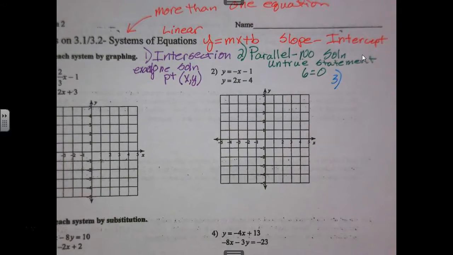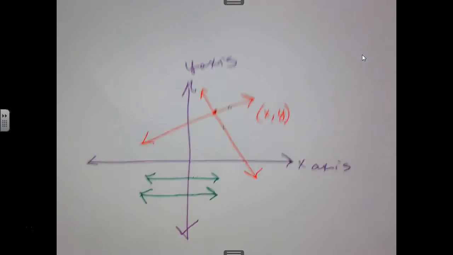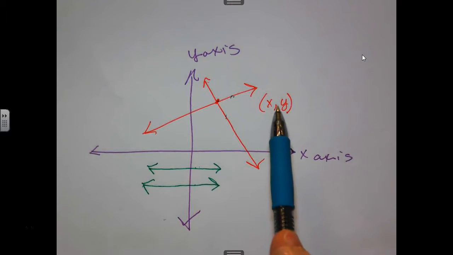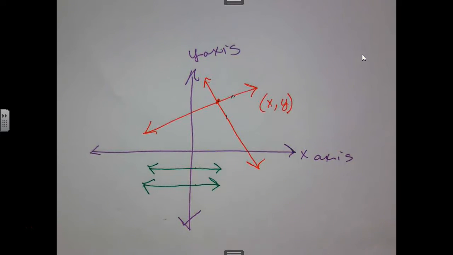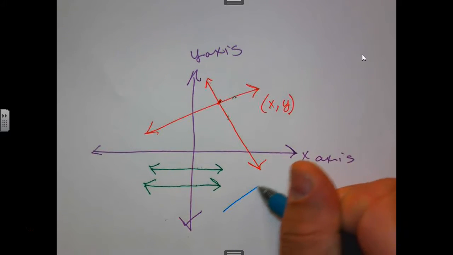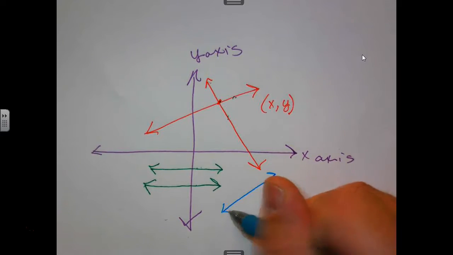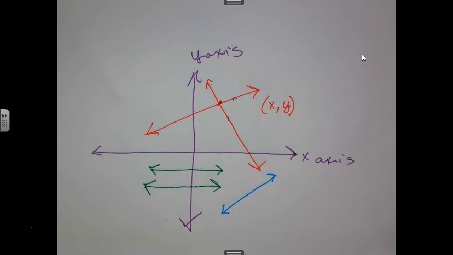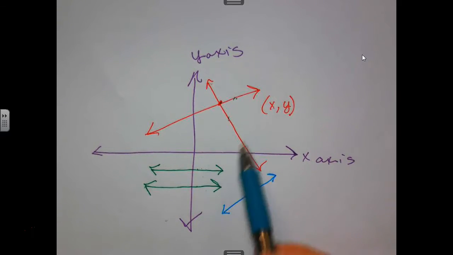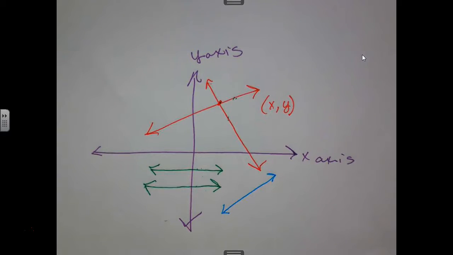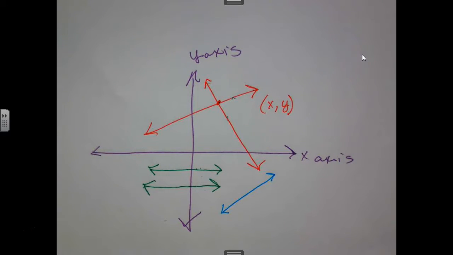Okay, I've got intersecting lines, which give me a point, exactly one solution. I have parallel lines that don't have any solution at all. How else can I draw another line that's different from these two conditions? Anybody?